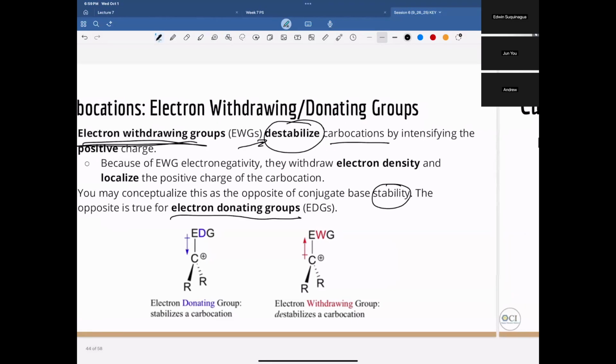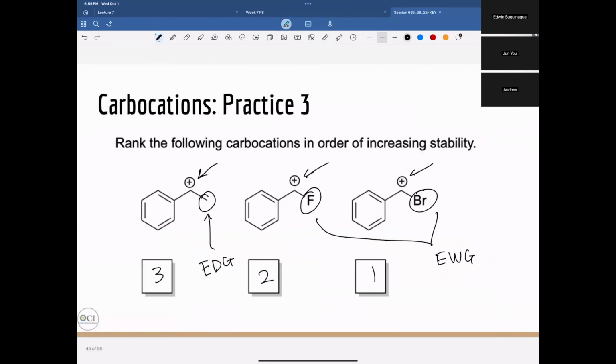So if it's connected to something that's more electronegative than it, it's going to destabilize it. And if it's connected to other carbons, it'll stabilize it. Any questions? Thumbs up if you guys understand everything so far. Okay, that's good.